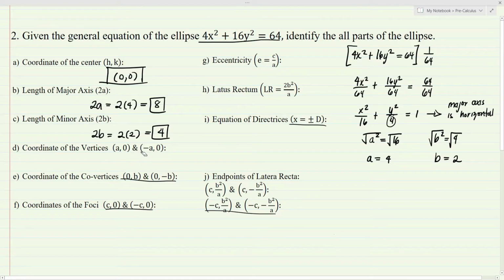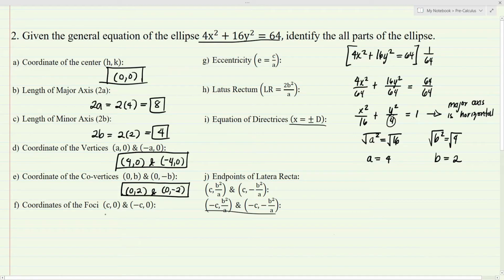As for the coordinates of the vertices, using the value of a, I would have (4, 0) and (-4, 0). The coordinates of the vertices are also called the endpoints of the major axis. For letter E, the coordinates of the co-vertices, these are the endpoints of our minor axis. So we would use the value of b, and the coordinates would be (0, 2) and (0, -2).